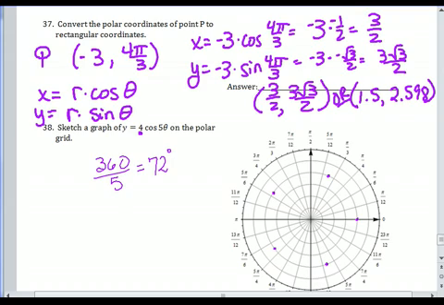Not like that. Let me try again. These petals should actually be a little more rounded out on the end. I'm having a hard time doing that on the Promethean board, but something like that is what our graph should look like. And that is the end of your exam review.